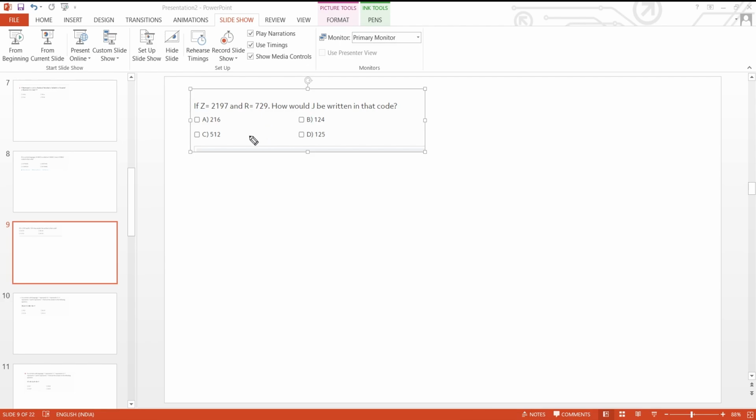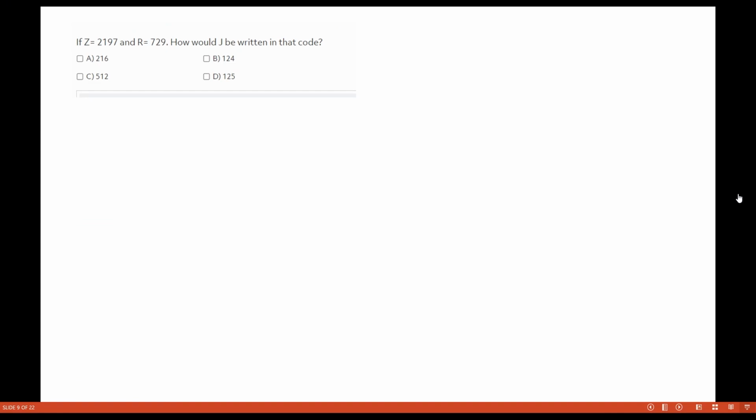Okay guys, look at this question. It is saying z is equal to 2197. Okay, it is saying z is equal to 2197. Okay, so z is which letter in the alphabetical series? It is 26. So we have to make some relation with 2197. Okay, because nothing else is given. So how can we make it 2197? Okay, how can we make it 2197?